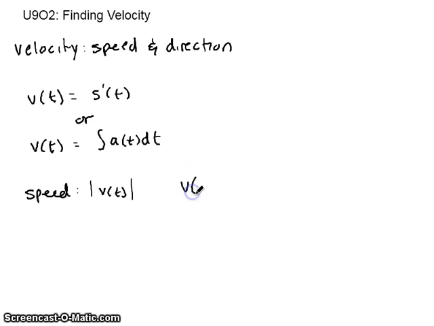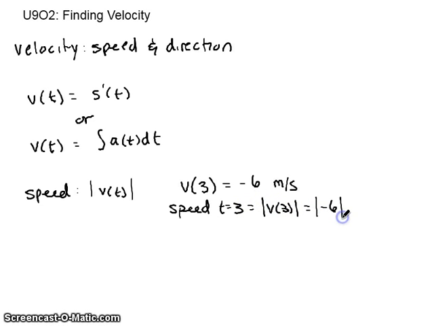So if we found out that, say, v of 3 was negative 6 meters per second, that just means we're moving 6 meters per second to the left. But if we wanted the speed at 3, be careful not to call it s because that's position, the speed at t equals 3 would be equal to the absolute value of the velocity at 3, which is the absolute value of negative 6, which would be 6 meters per second.